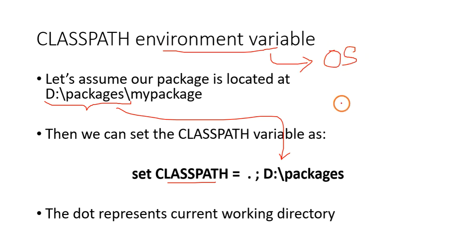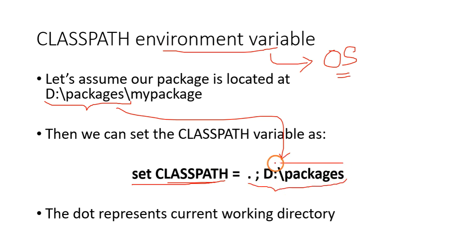Okay, so this environment variable belongs to the operating system, Windows, Linux, like that. Now how do you set the classpath? In the command prompt you will write set space classpath. It is recommended to write capital letters, but you can write small letters also. Set space classpath equal to, you will write this.